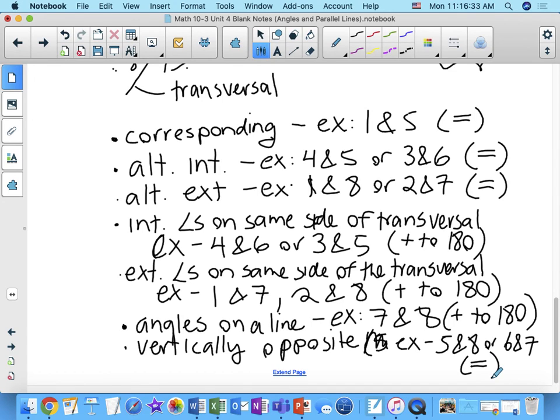Okay, so what you might be asked to do is you might be given a set of parallel lines with an angle known, and then you may be asked to figure out other angles. And you may be asked to say, well, how do you know that? And this is where some of this vocabulary comes into play.